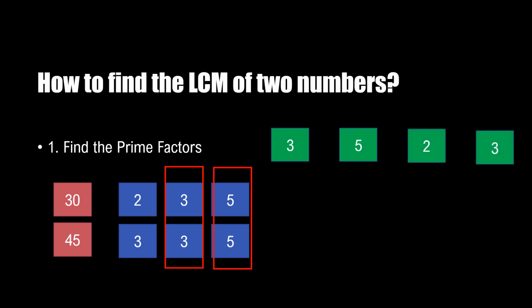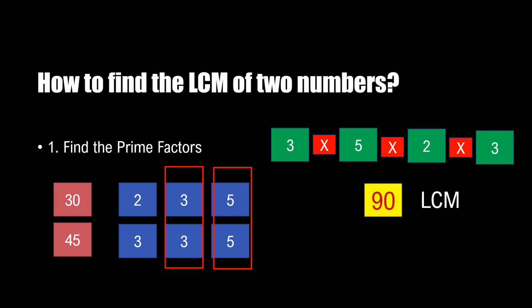So we will just write down all the numbers that are not common between the two numbers. And what do we do after that? We multiply all the numbers and we get 90. This is the LCM of 30 and 45. So this is how we worked on two numbers.